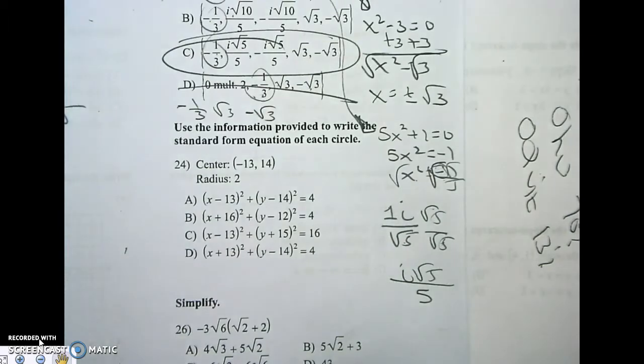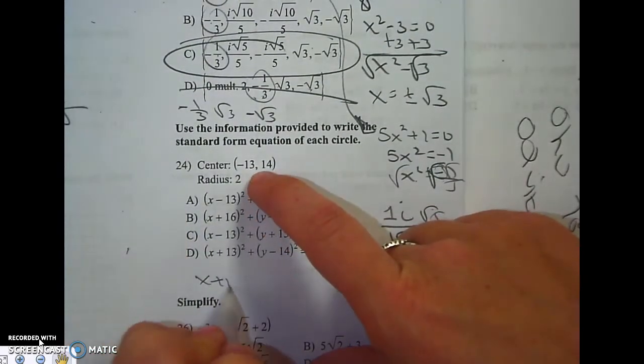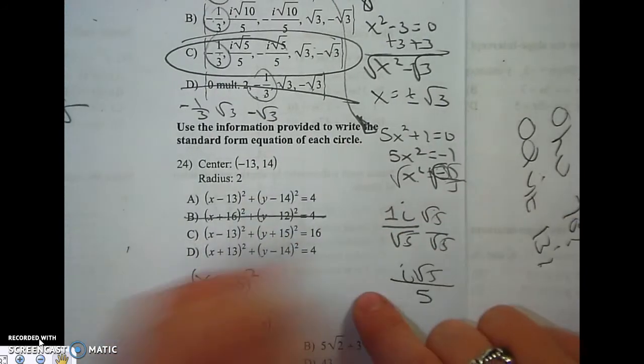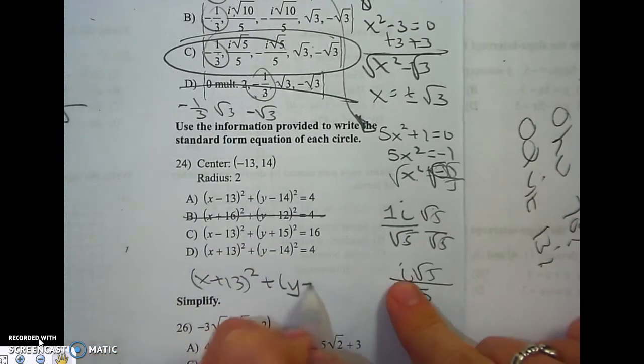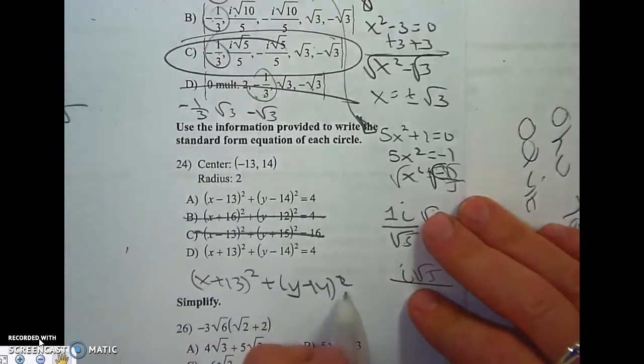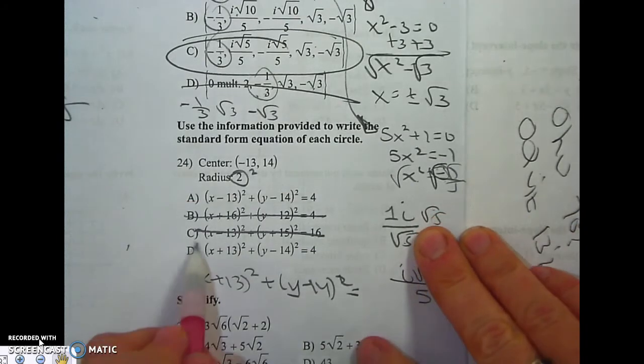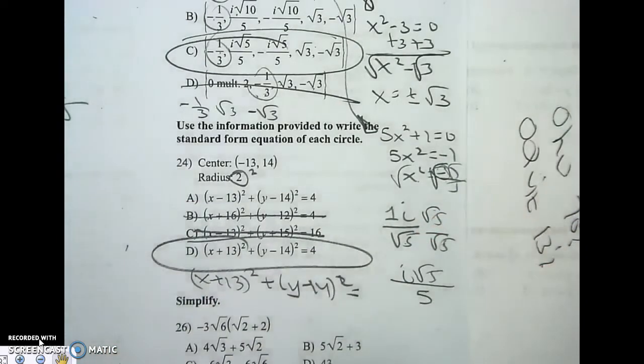Okay. Let's do number 24 because it's right there. Do the opposite. So that's out. Plus y, do the opposite. So that one's out. And then I have to square the radius. So the answer is D. Let's go over to this one.